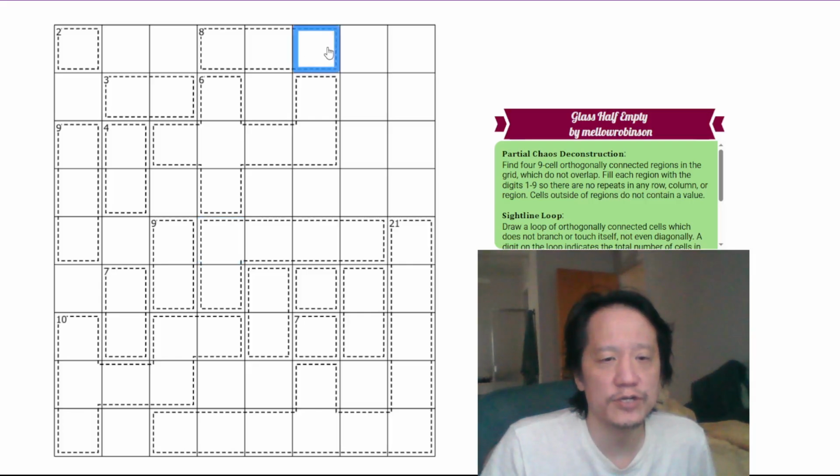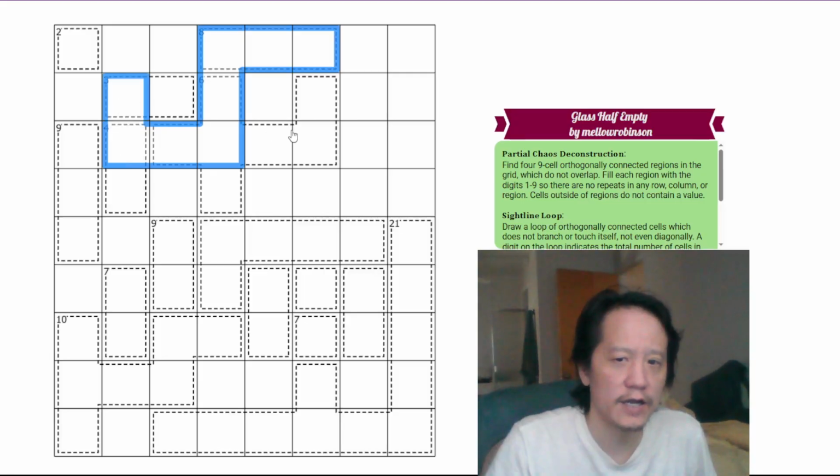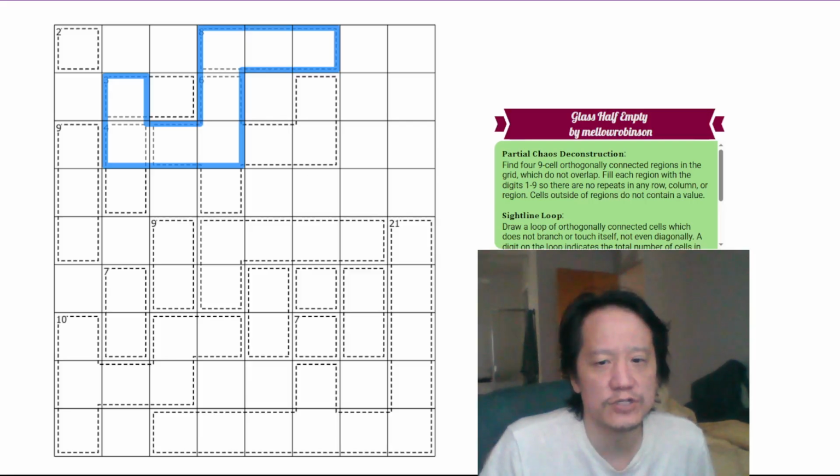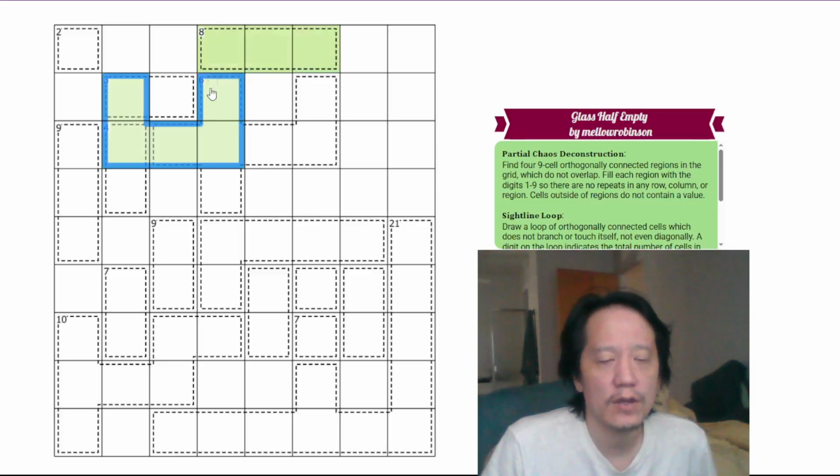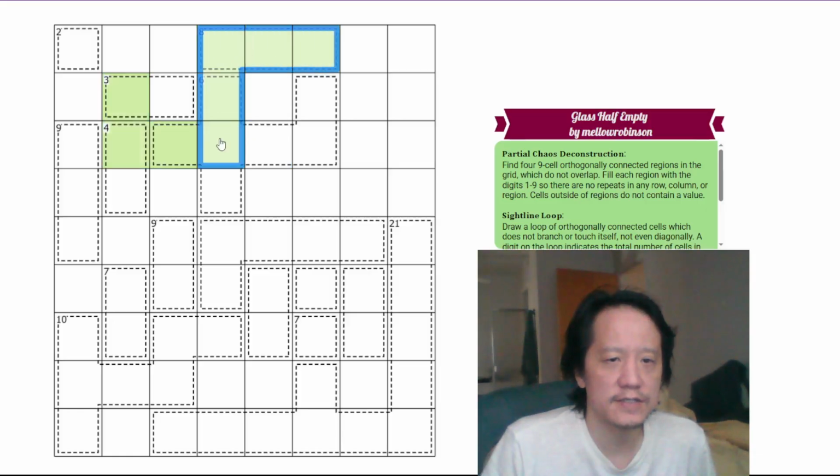So, in this grid, we need to make four nine-cell orthogonally connected regions. So what is an orthogonally connected region? This is an example of one. And this would have nine cells here. So 1, 2, 3, 4, and actually this has 8 cells. So this is a nine-cell orthogonally connected region.